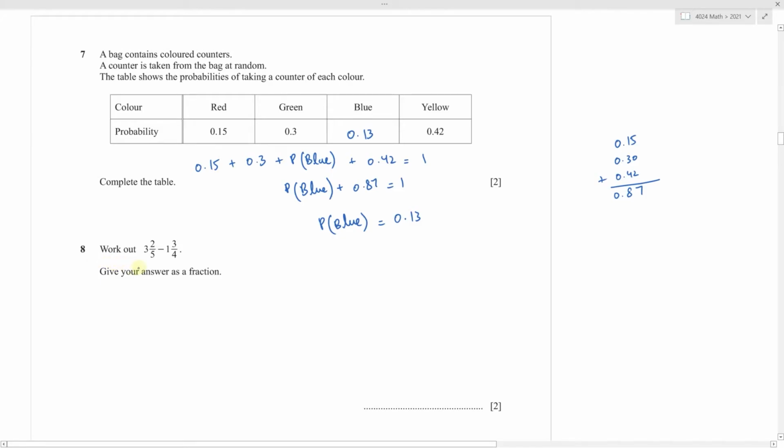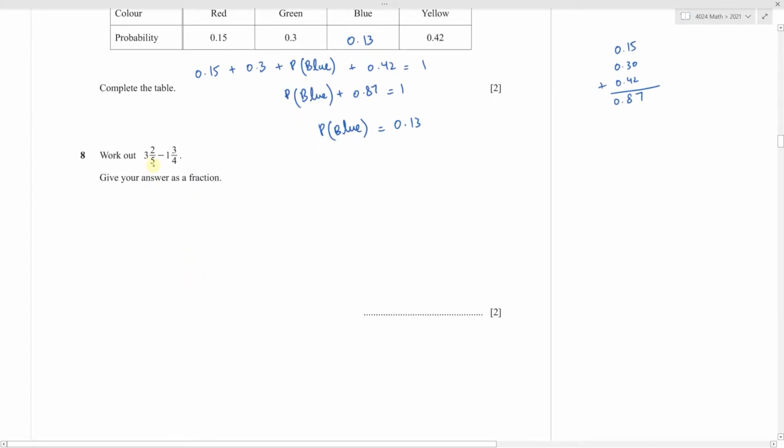Question number 8 is work out this subtraction of two fractions, and you have to give your answer as a fraction as well. So first I'll convert these into improper fractions. So 5 times 3, 15, plus 2, 17 over 5, minus 4 times 1 is 4, plus 3, 7 over 4. Now I'll take the LCM. Since 5 and 4 do not have any common factors, the LCM will be simply 5 times 4, which is 20. Since this was multiplied by 4 in the denominator, I'll multiply 17 by 4 as well in the numerator.